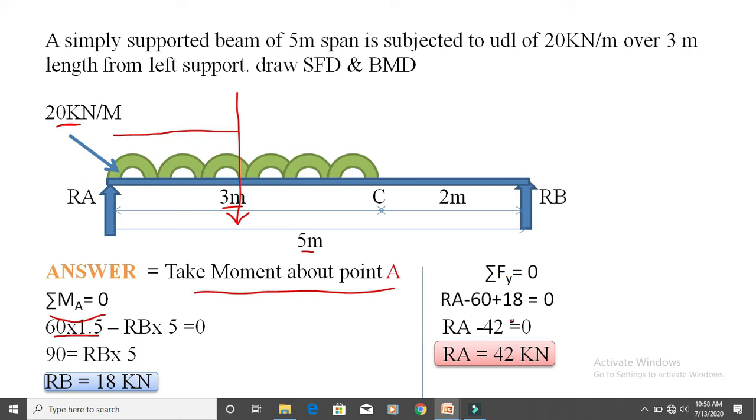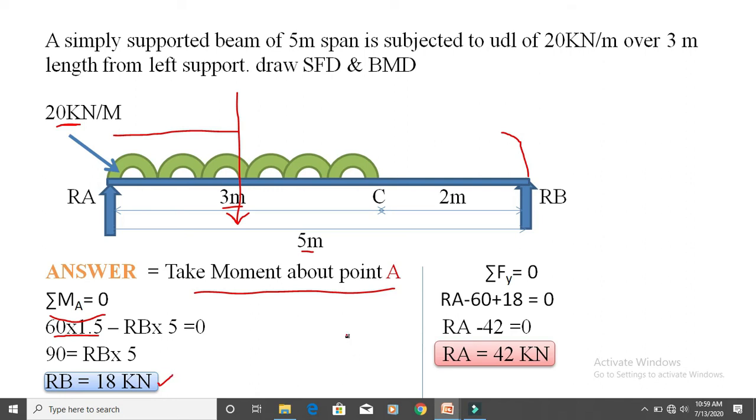The next force is RB, which is going in anti-clockwise direction. So consider minus RB, and B to A distance is 5. So RB into 5 is equal to 0. After calculating 60 into 1.5, we got an answer of 90, and moving RB into 5 to the other side, after dividing 90 by 5, we got an answer of 18 kilonewton.